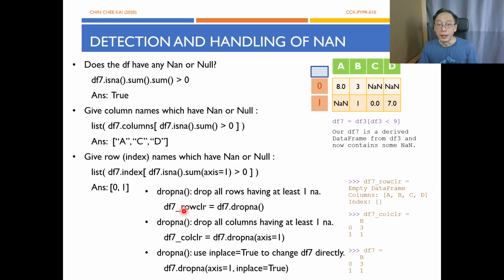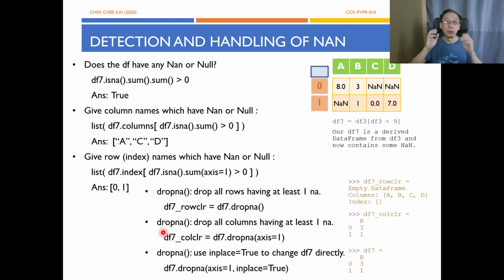And if we want to drop any column having issues, at least one NA, then we will basically say axis equals 1. Just steer in the other direction. And finally, we can also use inplace equals True to directly modify df7. Sometimes we might want to dropna and not have inplace equals True, and then we get a copy of it, even though it's maybe a 5 gigabyte data frame. So we still make a copy of it.